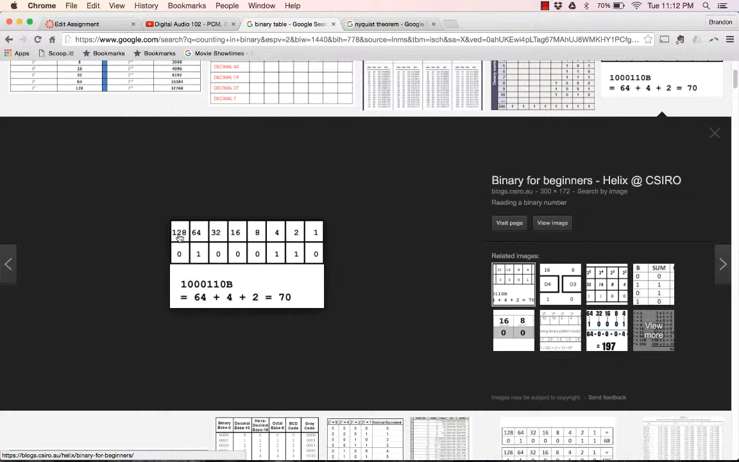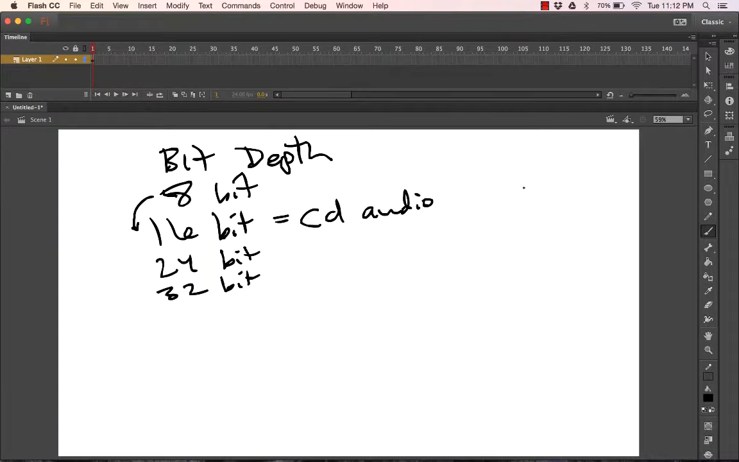The highest column goes up to 128. If you have all of those ones, then that means you would get 255. So 8-bit has 256 levels, since we include zero. 16-bit has, well, let's figure it out.